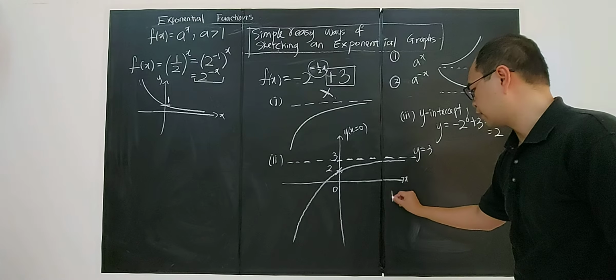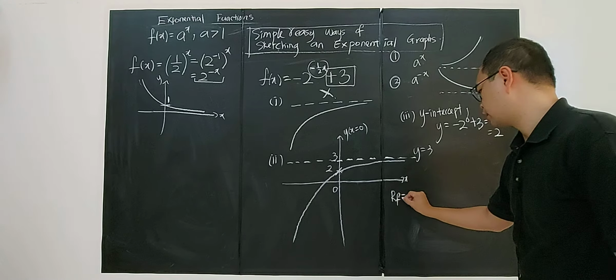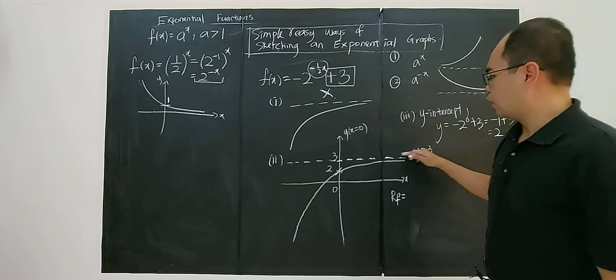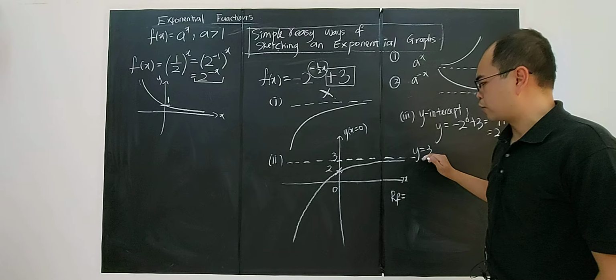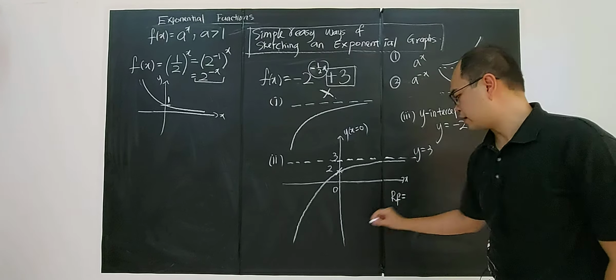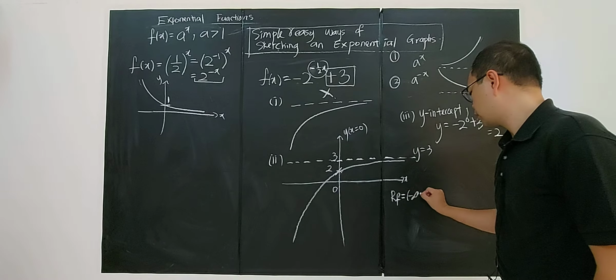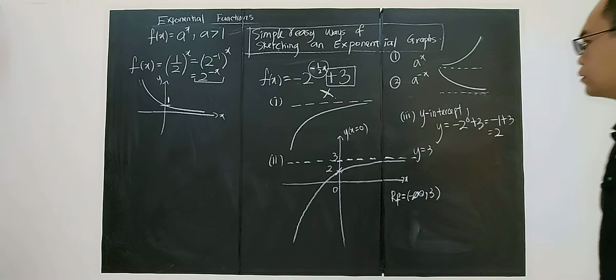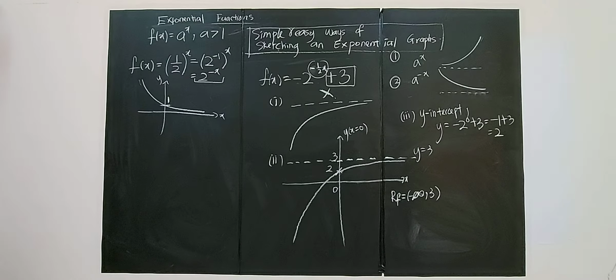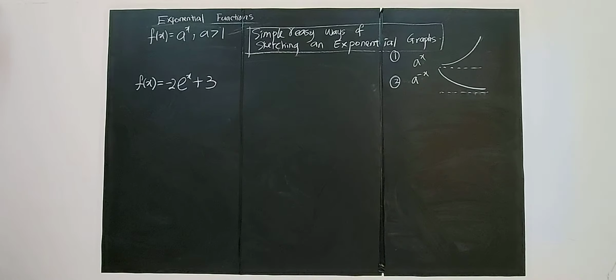So easily you can determine the range. The range will be below 3, right? Below y equals 3. So it means from negative infinity up to 3. So I was showing you more examples. Okay, let's continue with this.